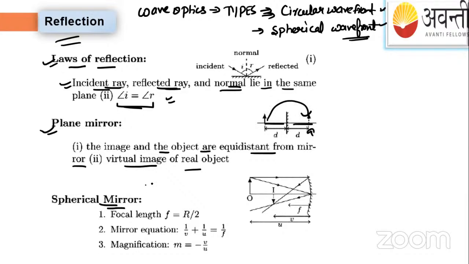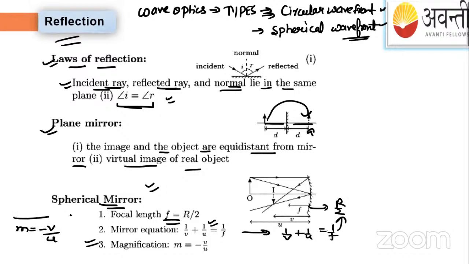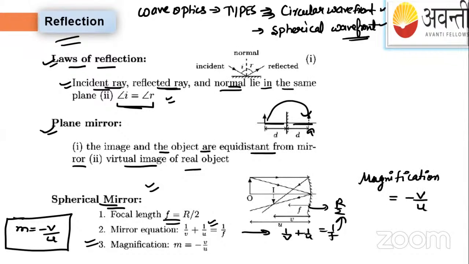Then we have seen the spherical mirror, where the focal length is given as f equals R/2. The mirror equation is 1/v plus 1/u equals 1/f, where focus is R/2. Magnification is given by minus v by u. This is known as magnification.